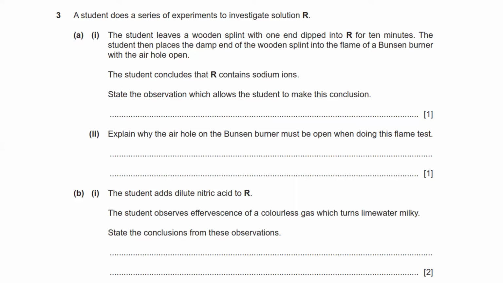So basically, the student is doing a flame test. Okay. And in the table given at the end of your exam paper, you'll have the complete information of what a flame test for sodium will look like. So flame color will be yellow. Simply just yellow flame is observed. Yellow flame is observed.